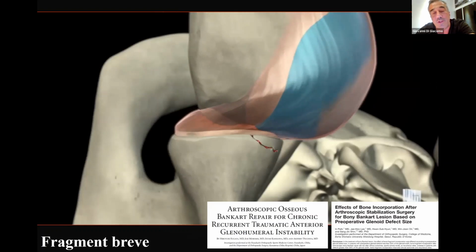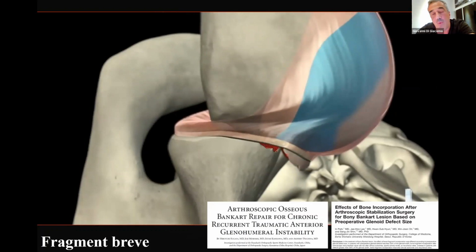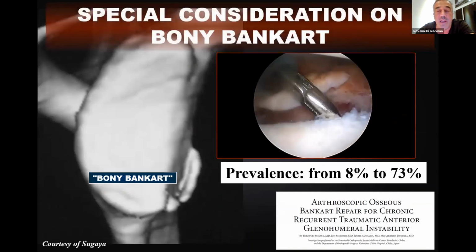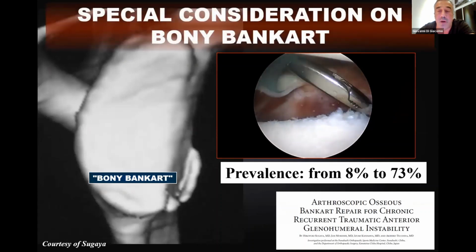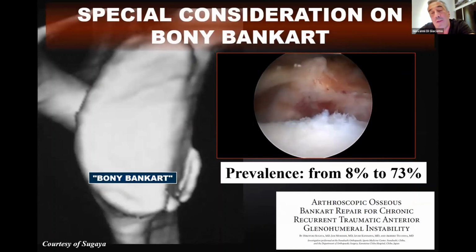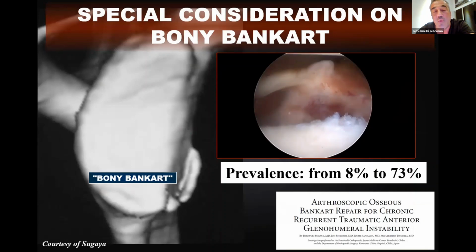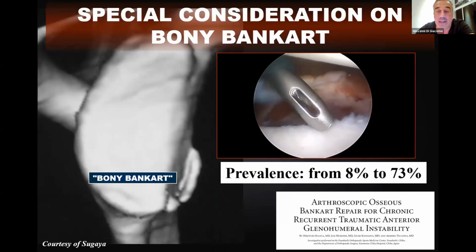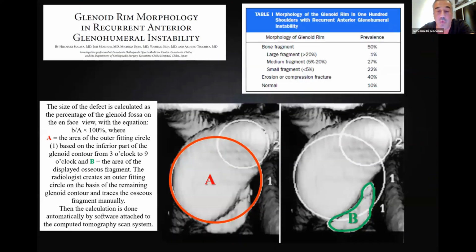You can also have a fragment type, and we feel that if the fragment is stable enough and the quality of the bone is good, you can repair it, and you have a bony Bankart lesion, and you can try to fix the bony fragment to the glenoid. Sugaya has demonstrated that you have a very good integration, and you can restore the morphology of the glenoid, that is a pear. You restore the diameter of the glenoid width.